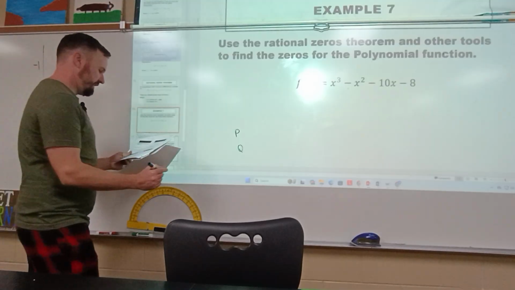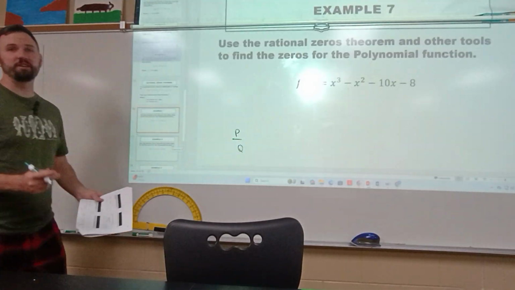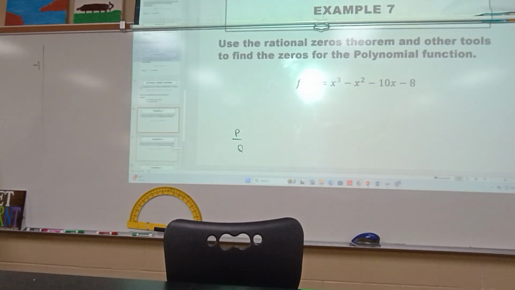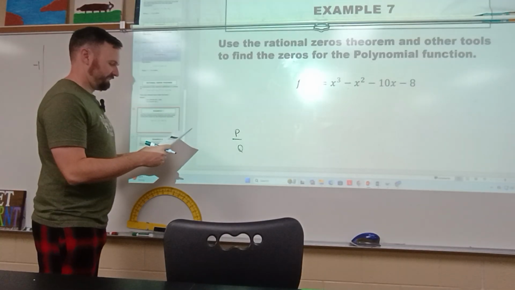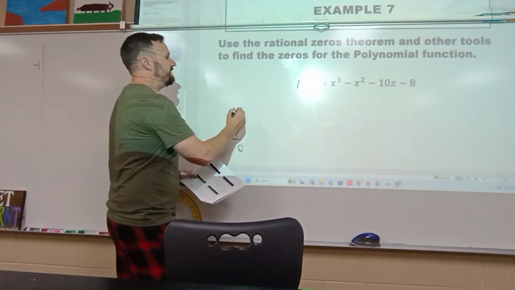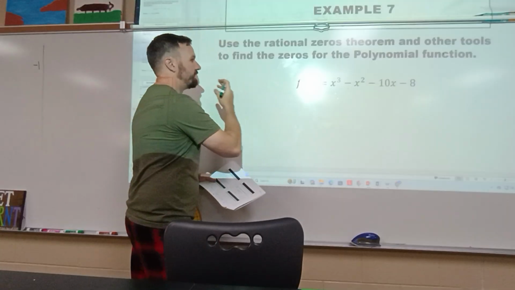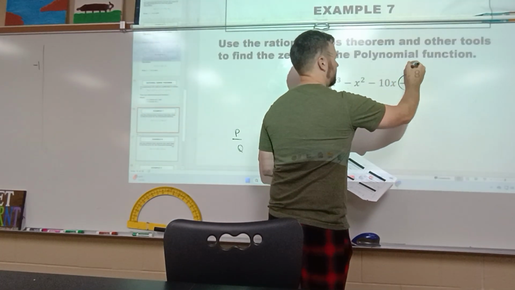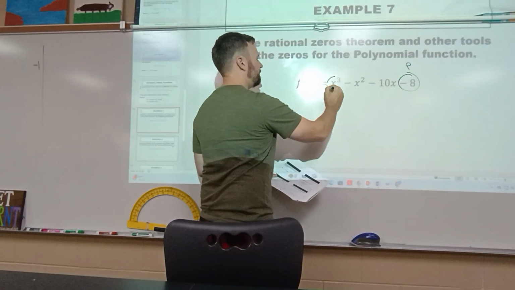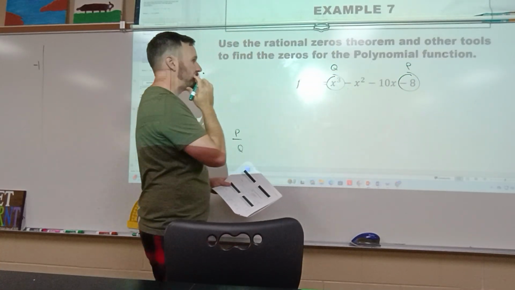So we did P over Q, right? Do you guys want to stick with P over Q or use the B over C? Or do you not care? Are you just here to follow along? So P, on this problem, which one's my P? My P is my last term, and my Q is my first term, okay?